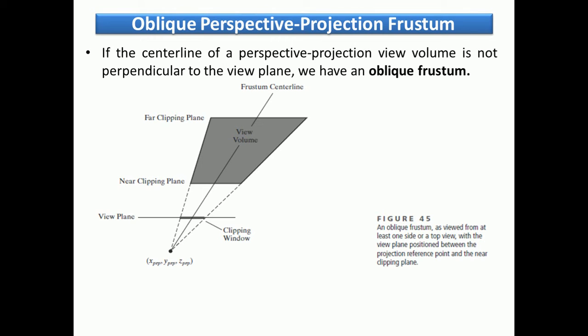In this particular case, we can first transform the view volume to a symmetric frustum, then to a normalized view volume. This is in case of an oblique frustum.